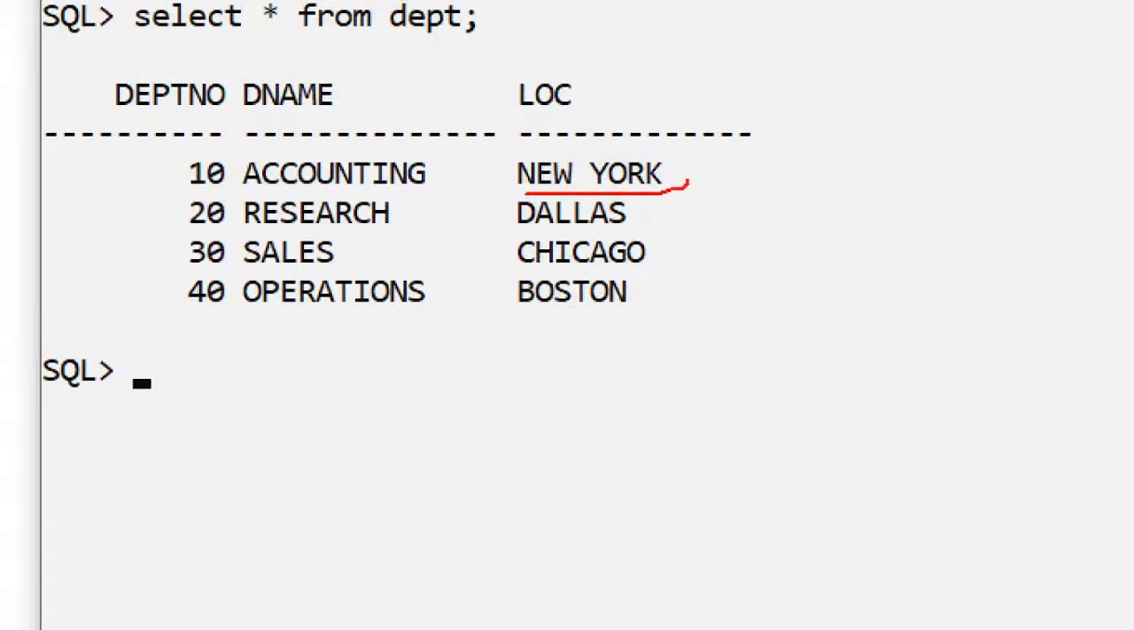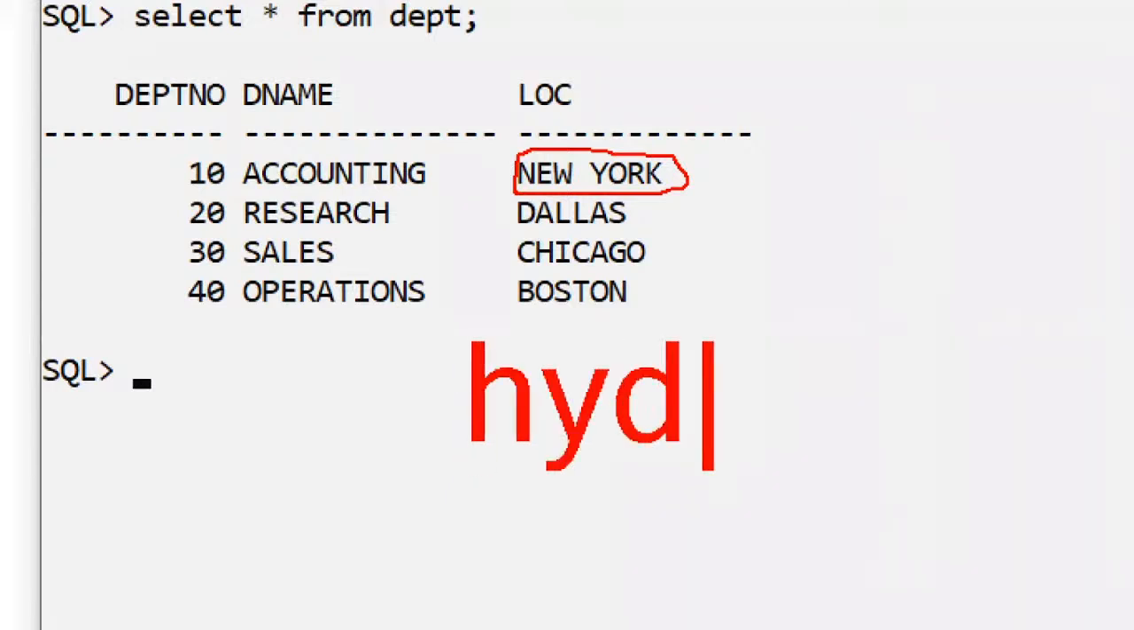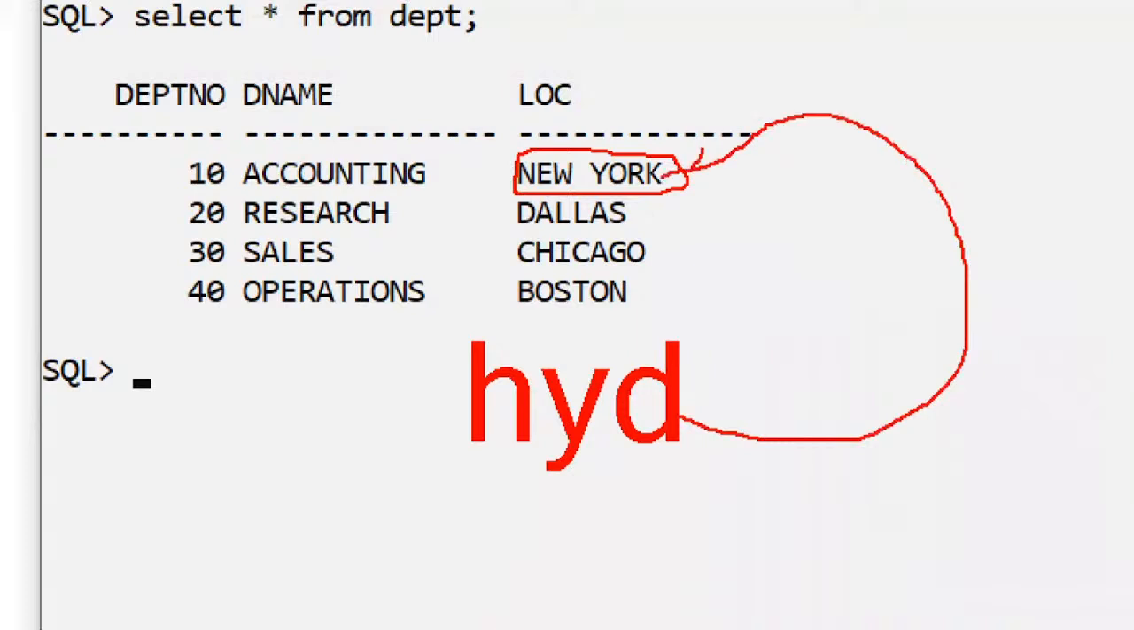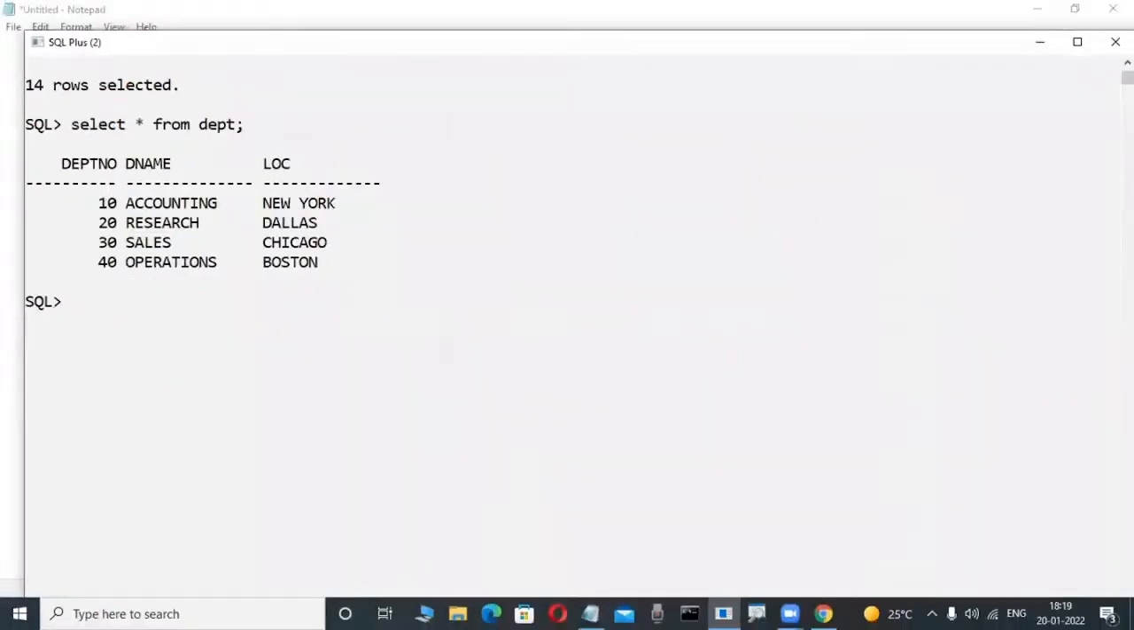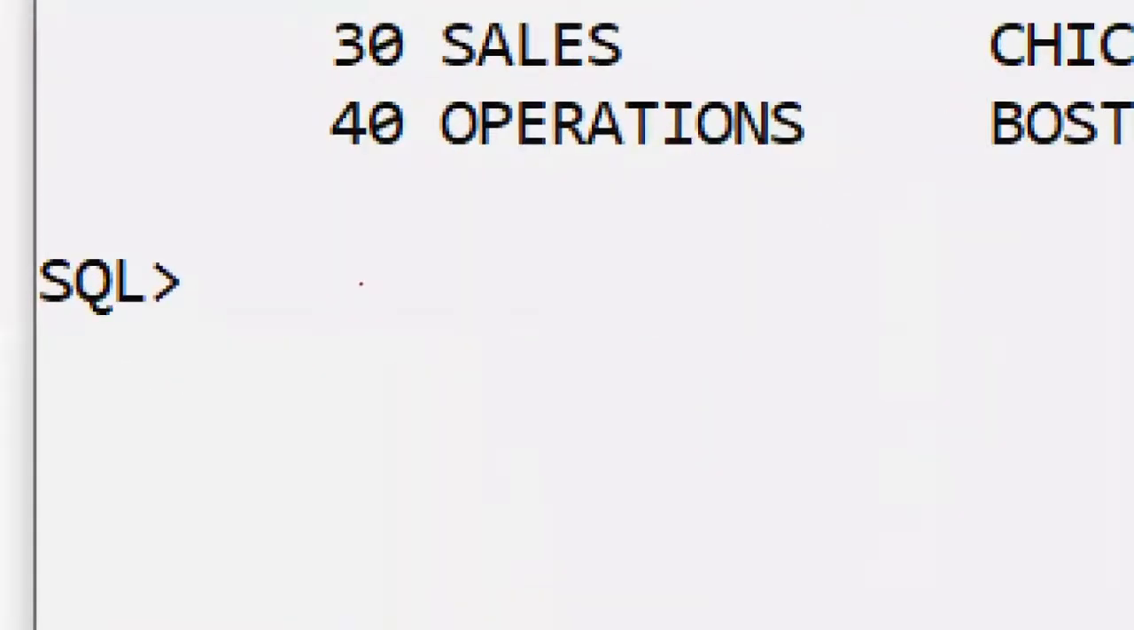Observe here. New York is a city, for example. In my project, today I want to change this New York location into Hyderabad as a location. I want to change it in this relational database. How can I do it? Just at the SQL prompt, using the SQL language.